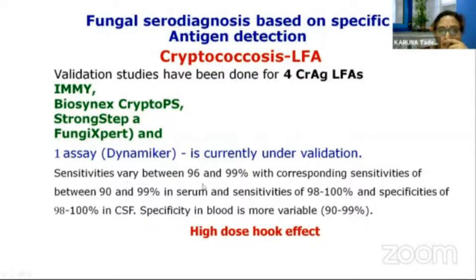Sensitivities vary between 96 and 99%, with corresponding specificities between 90 and 99% in serum, and sensitivities of 98 to 100% and specificities of 98 to 100% in CSF. Specificity in blood is more variable, lying between 90 and 99%. A high hook dose effect is seen, which is equivalent to what we have understood as the prozone phenomenon. So in this case, you have to dilute the serum to get good results.